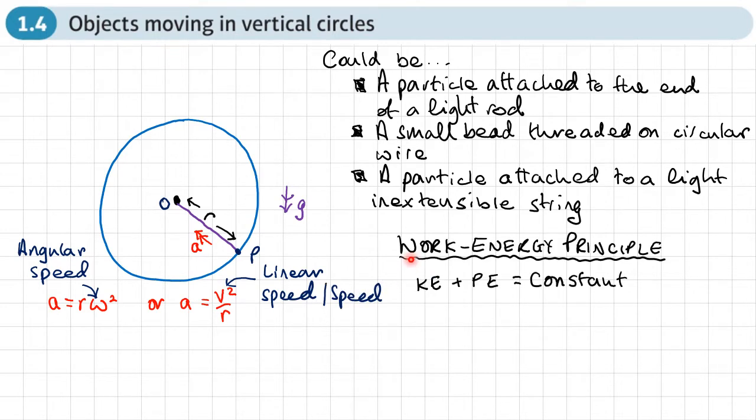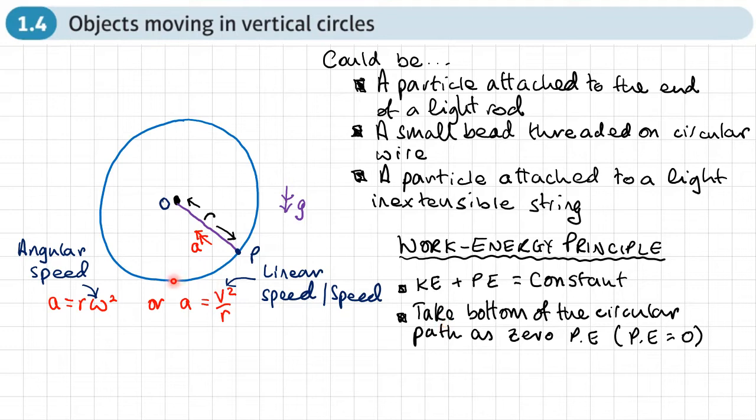Now we're going to be using the work energy principle to help us answer questions of this type. That is, the kinetic energy plus the potential energy remains constant, because we're not going to be considering problems where there is work done against friction. So no energy is going to be lost in these types of questions. We can assume that wherever we are in the circular path, the sum of the kinetic energy and potential energy is going to be the same. It's going to be constant wherever we are. When we're doing these questions, we should take the lowest point of the circular path, the bottom, as zero potential energy.